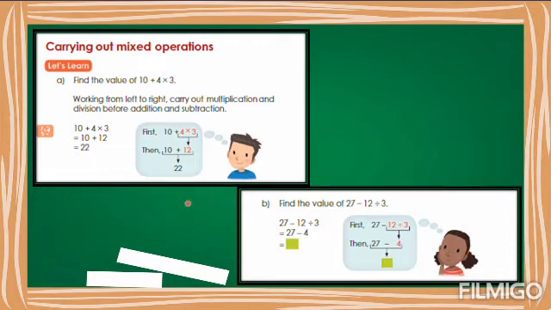In letter B, class, let's find now the value of 27 minus 12 divided by 3. As I mentioned earlier, if you encounter division or multiplication, we do that operation first. So we're going to divide first the 12 and the 3. As you see in the highlighted color, the quotient of the two numbers is 4. Now we'll bring down the minus sign and the 27. Let's subtract, class. 27 minus 4 equals 23. So the value of this letter B is 23.